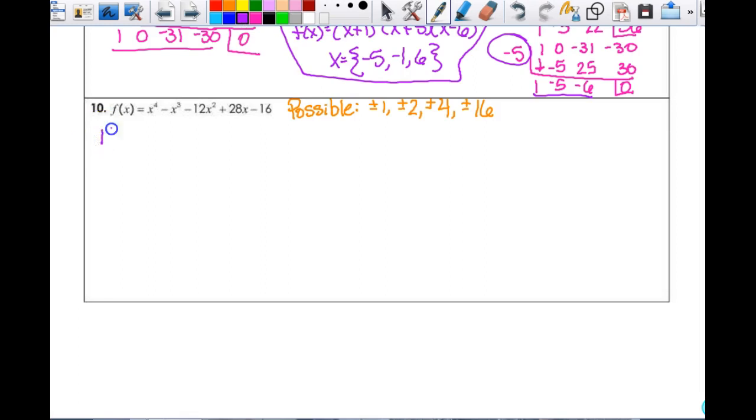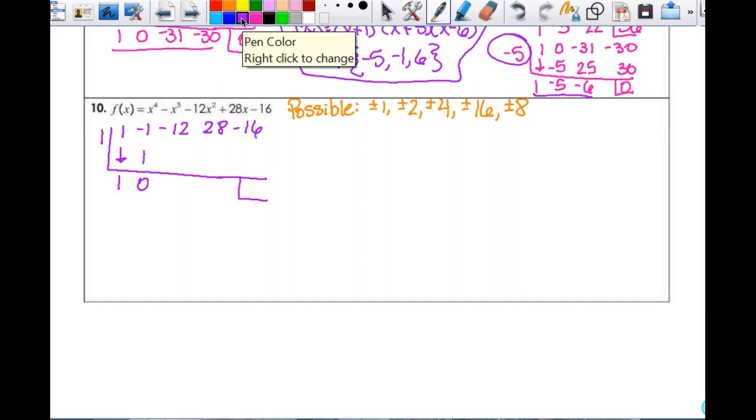All right, so we'll start with 1. 1, -1, -12, 28, and -16. Oh my gosh, I sure did. I forgot an 8. Thank you. Plus or minus 8. I'm just going to put it in, it's not in order. Good catch. All right.